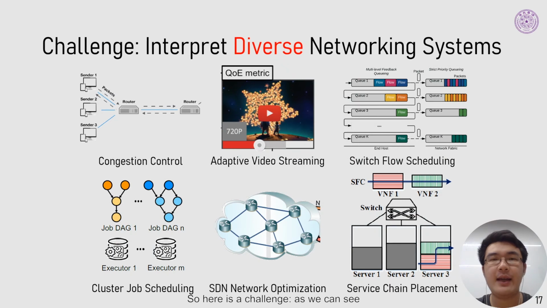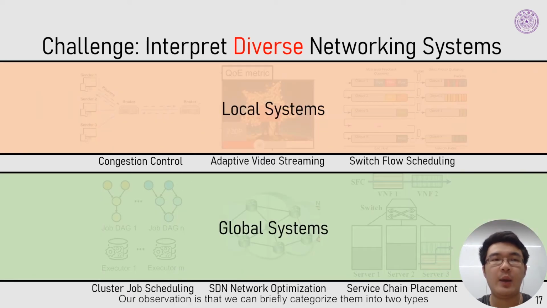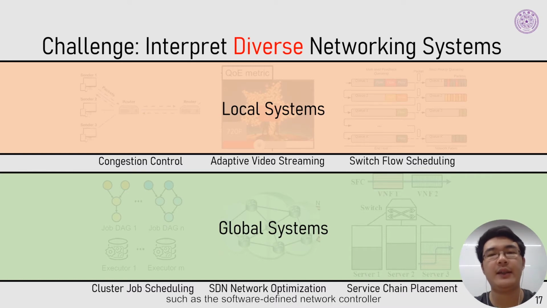So here's the challenge. As we can see, there are many scenarios under the umbrella of networking systems. How can we interpret those diverse systems? Are there any similarities among them? Our observation is that we can briefly categorize them into two types, local systems and global systems. Local systems collect information locally and make decisions for one instance only, such as the congestion control agent on end devices. And global systems aggregate information across the network and make global planning for multiple instances, such as the software-defined network controller.